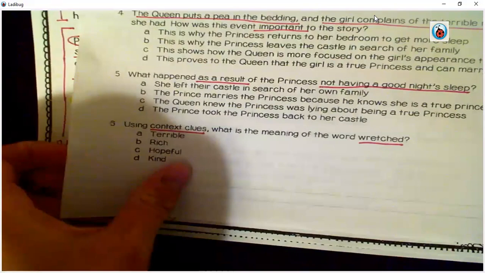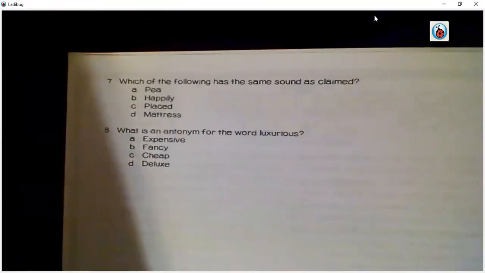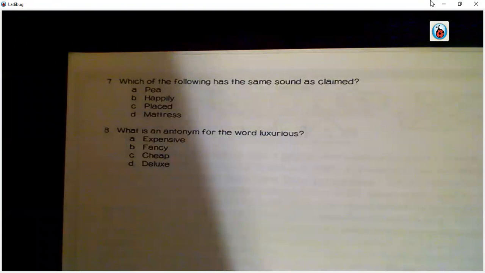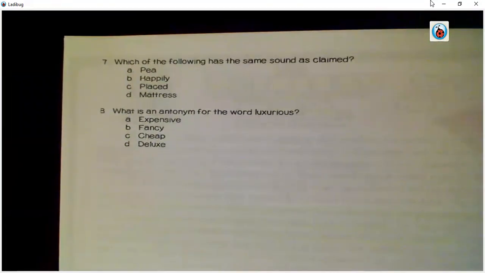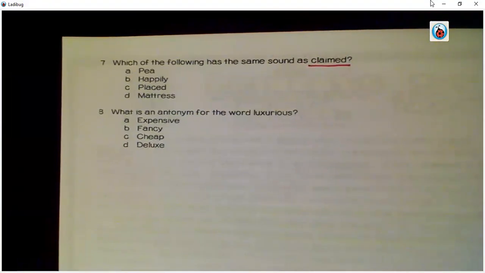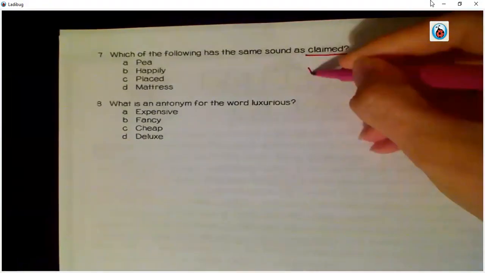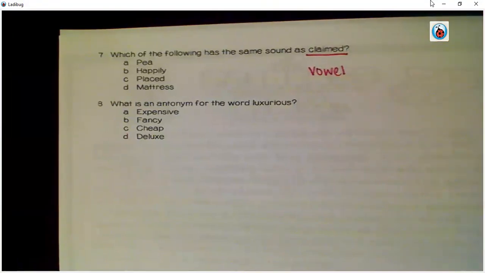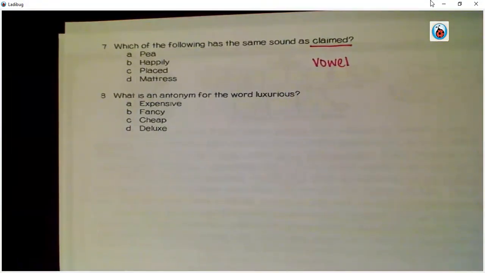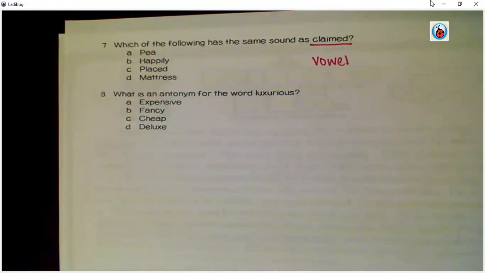All right, let's look at the next question. Question 7. Which of the following has the same sound as claimed? Claimed. So we want to make sure that when we are answering questions like this, that we're thinking about the vowel sound. So what vowel sound do you hear in claimed? Is it A, P, B, happily, C, placed, or D, mattress? Which one of those has the same vowel sound as claimed? Go answer that in Kiddum. And when you're ready, continue on with question 8.